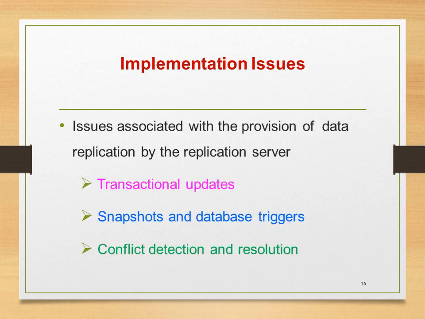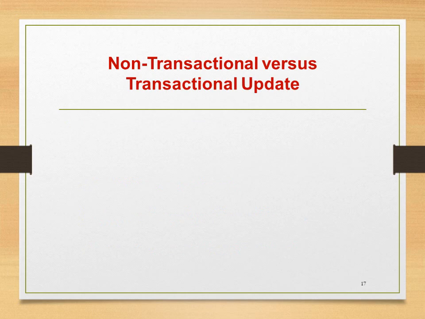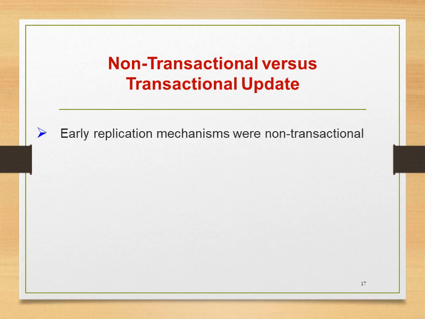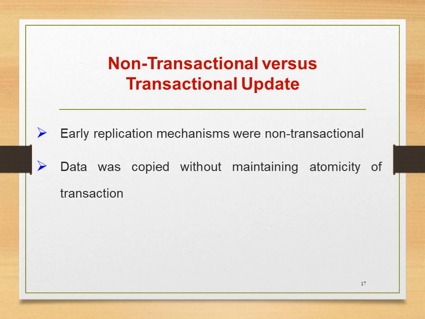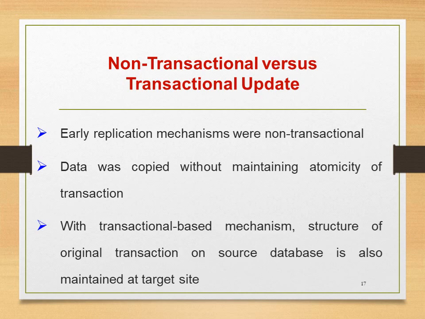Then there are some implementation issues also, which arise while implementing the replication server: transactional updates, snapshots, database triggers, and conflict detection and resolution. First is transactional updates. In the early replication mechanism that was non-transactional, which means data was copied without maintaining the atomicity of the transaction. With a transaction-based mechanism, the structure of the original transaction on the source database is also maintained at the target site.